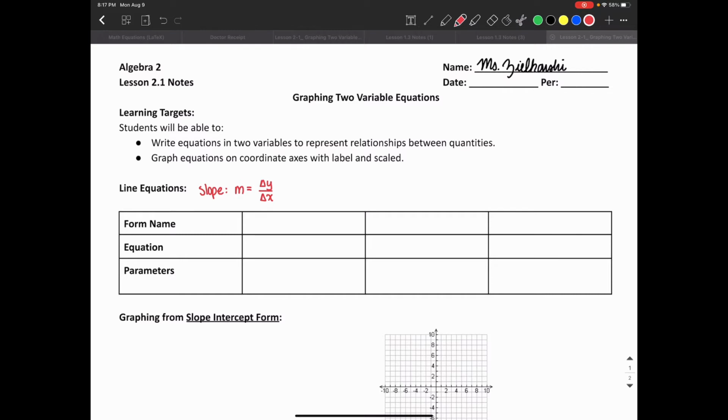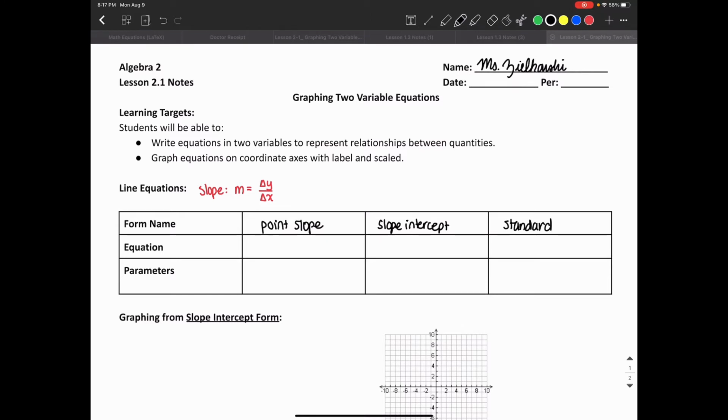There are three different forms that we can write line equations in. One form is called point-slope. Another form is called slope-intercept. That's the one we use the most. And the last form is standard form. We're going to talk about what those look like.